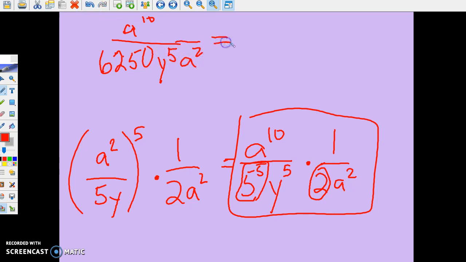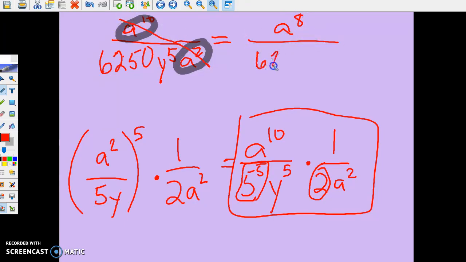If you look closely, my two A's here have the same base. And since I have division, I need to subtract those exponents. So 10 minus 2 results in a to the 8th. Now that's gone. I've taken care of that. Everything on the bottom stays the same.